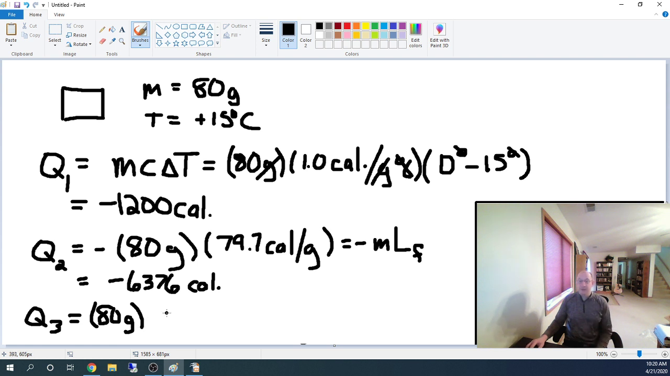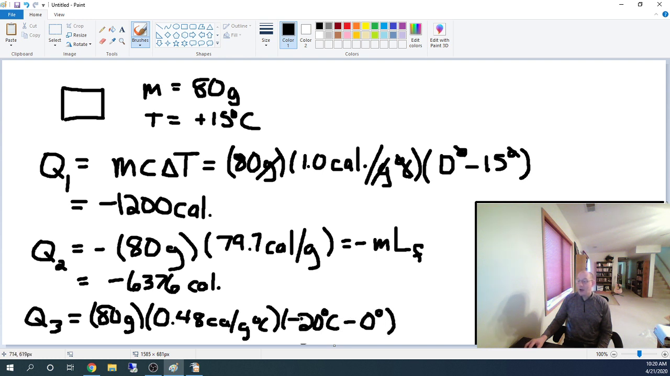It's ice water. It's still the same number of protons, neutrons, and electrons. But then I have to multiply times the heat capacity, not of liquid water, but of solid water, of ice, which is not 1.0 calories per gram degree Celsius. It's 0.48 calories per gram degree Celsius. And now the final temperature is going to be negative 20 degrees Celsius. The ice starts out at 0 degrees Celsius, and I'm cooling it down to negative 20.